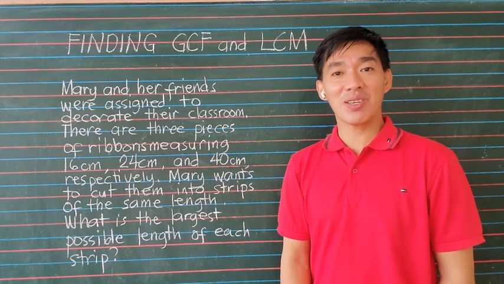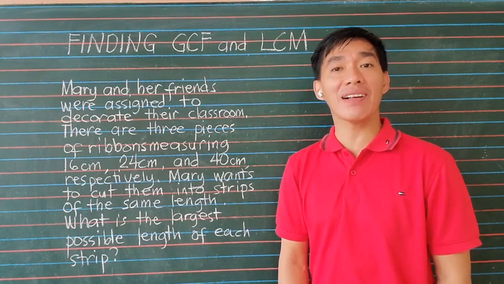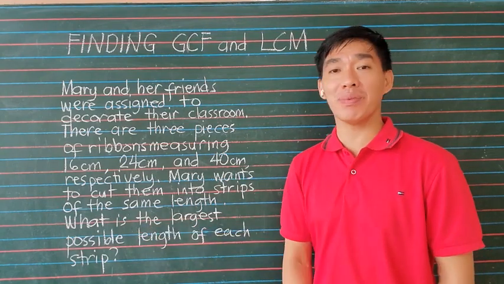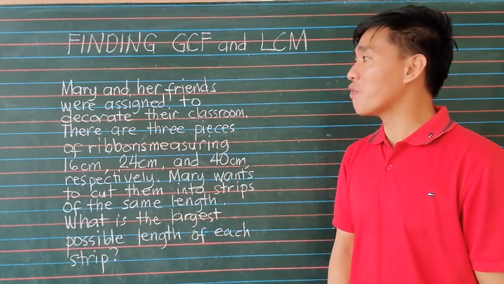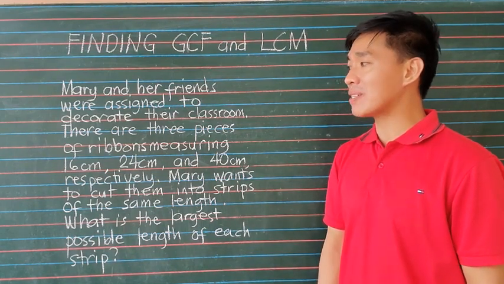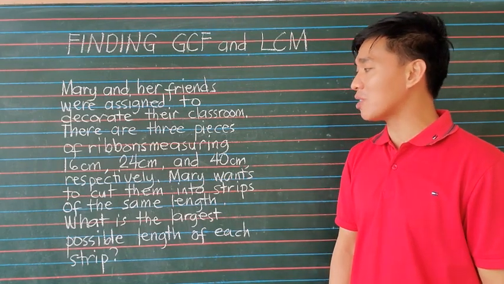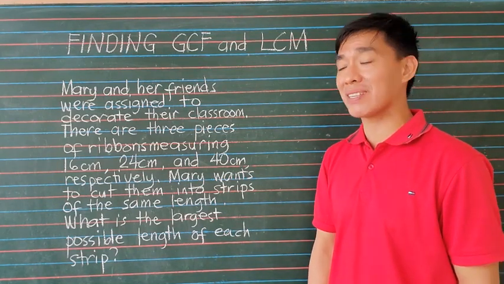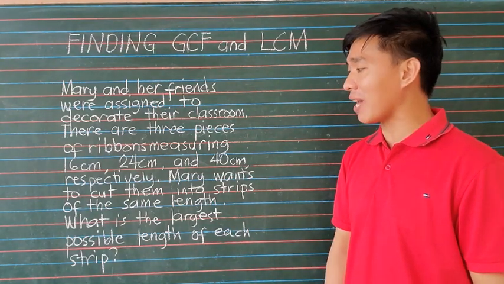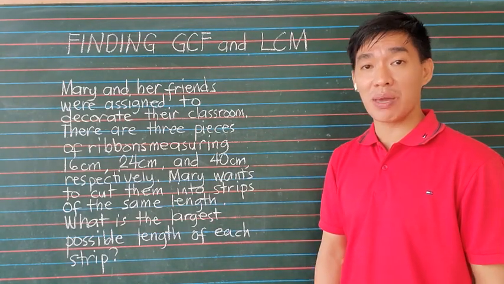Now, let us use our skills in prime factorization in getting the GCF and the LCM of 2 or more numbers. Let's try to look at the problem here. Mary and her friends were assigned to decorate their classroom. There are 3 pieces of ribbons measuring 16 centimeters, 24 centimeters, and 40 centimeters respectively. Mary wants to cut them into strips of the same length. What is the largest possible length of each strip?